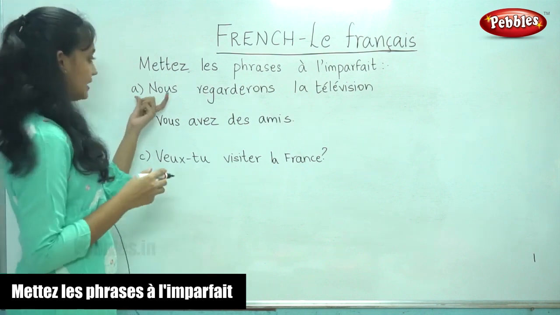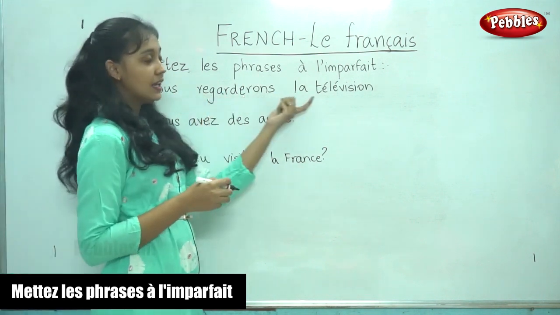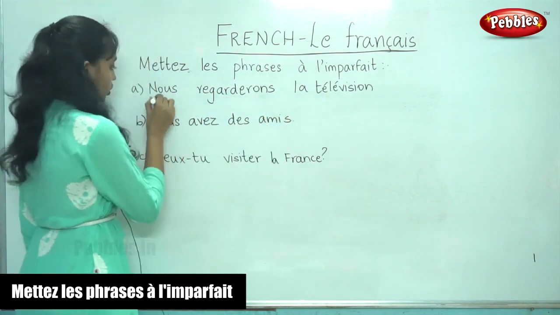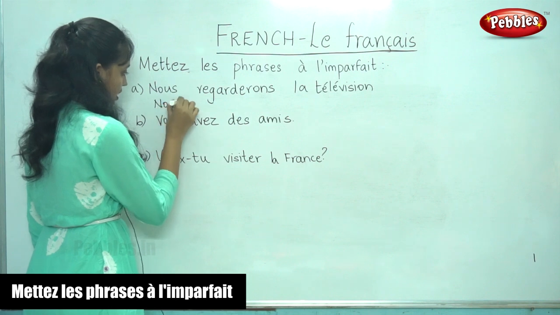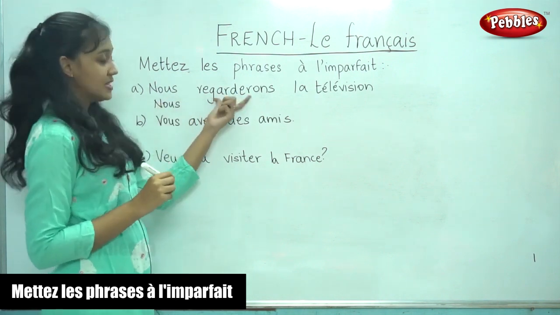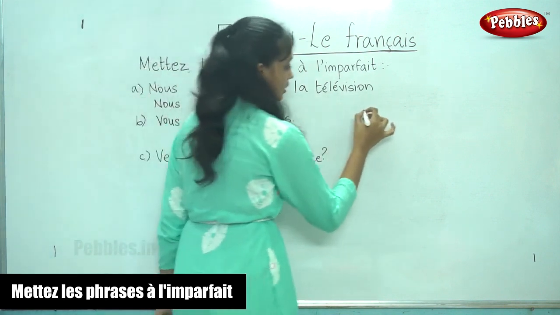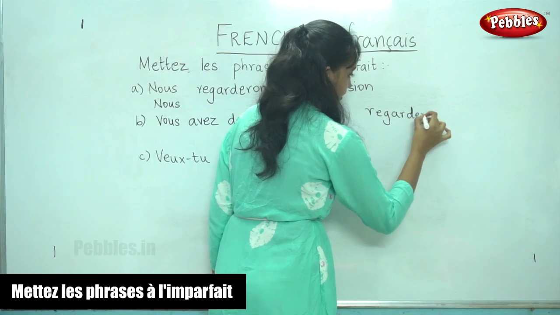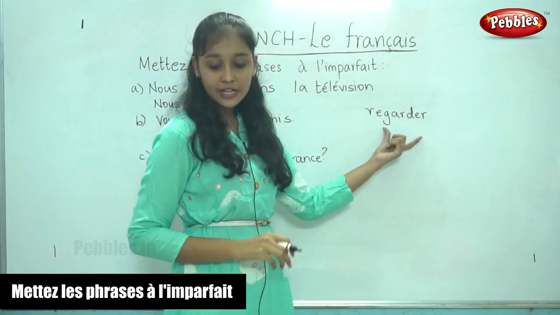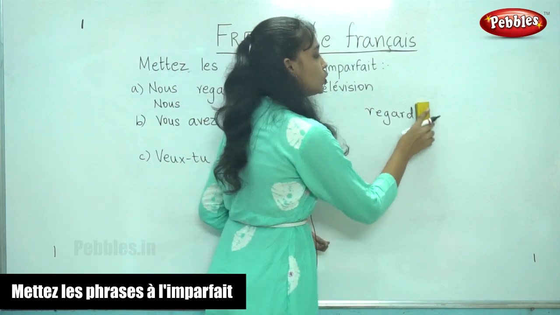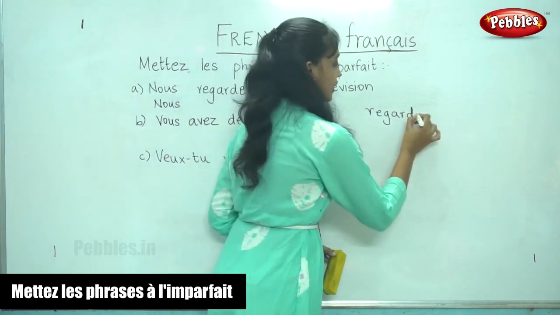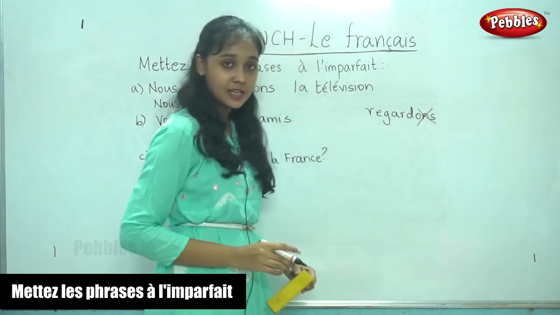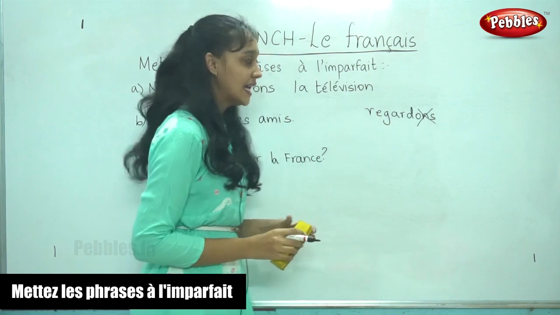So in the first sentence, nous regardons la télévision. We watch the television. So we write nous and our verb is regardons. Now what is the infinitive of this? Regarder, right? And how do we find the stem? We write the nous conjugation for this. It is regardons. And we remove ons and replace it with the endings.